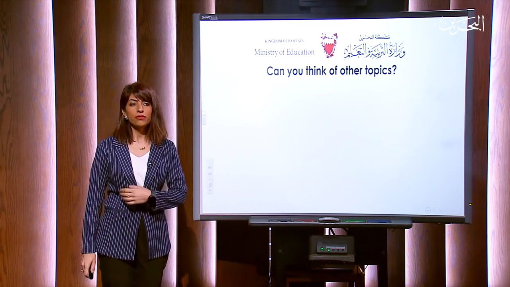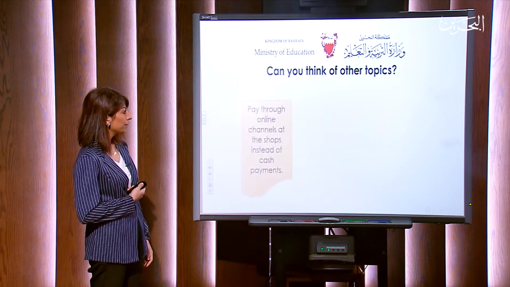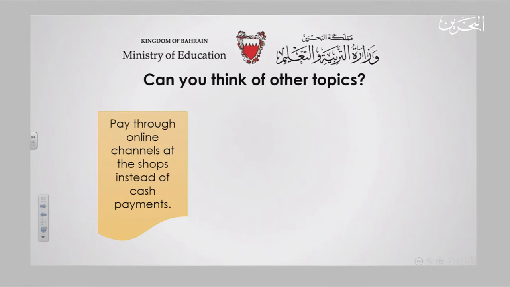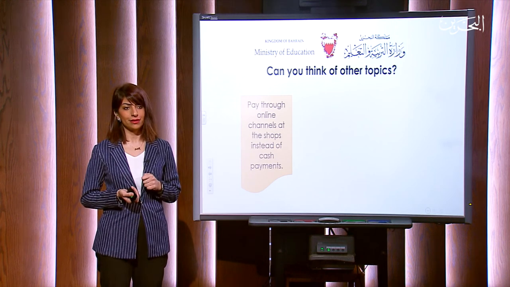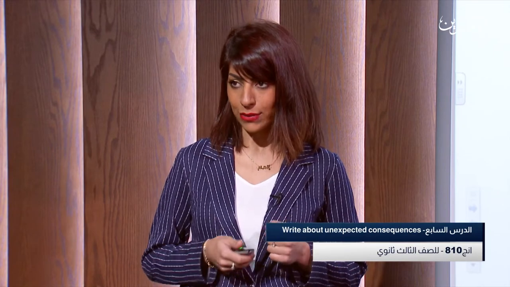Now, can you think of other topics? What are the topics or the changes that could happen in any aspect of life that could cause unexpected consequences, whether they are positive or negative? Here are some examples. Let's see together. Pay through online channels at the shops instead of cash payments. Let's think about this. For example, you're going shopping and you should pay only through online channels. You shouldn't pay in cash. It definitely has positive and negative consequences.